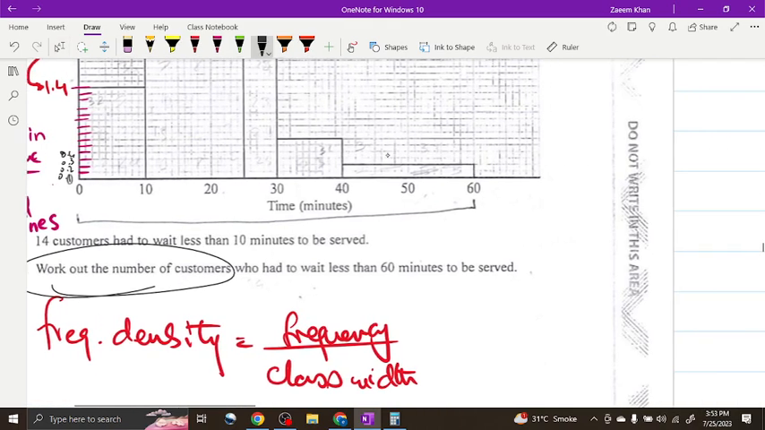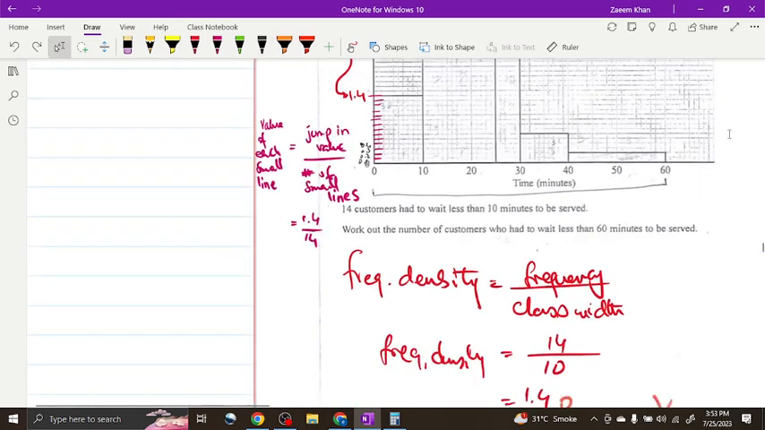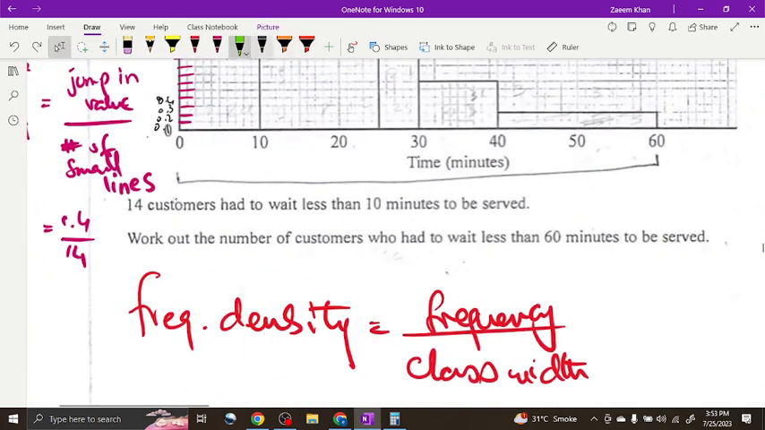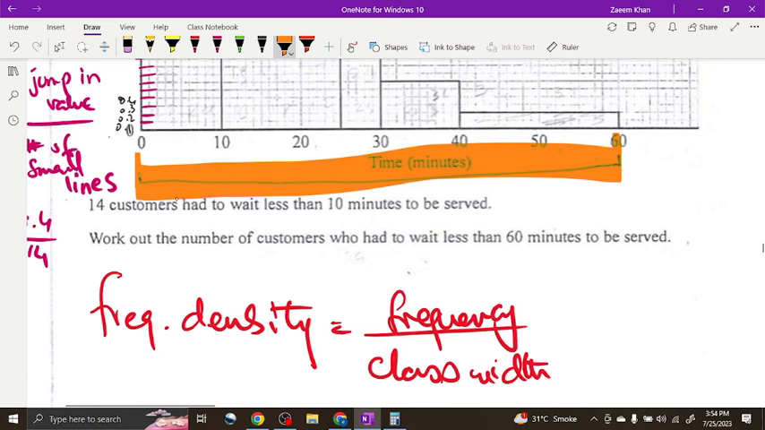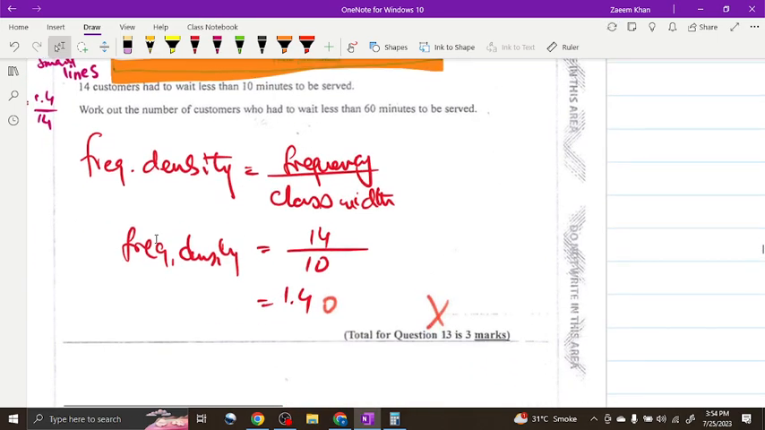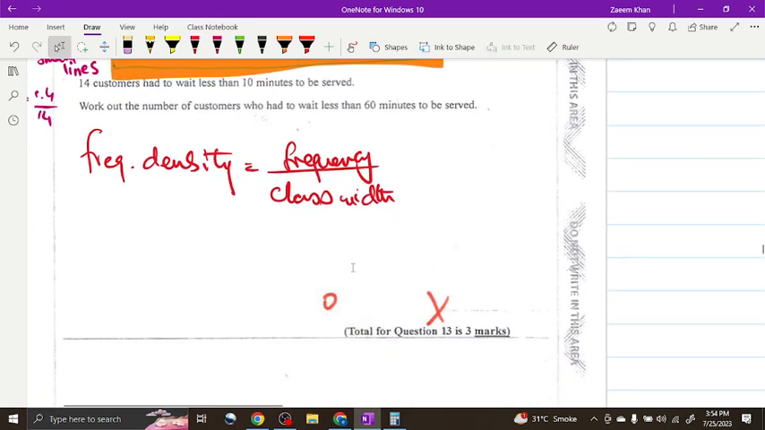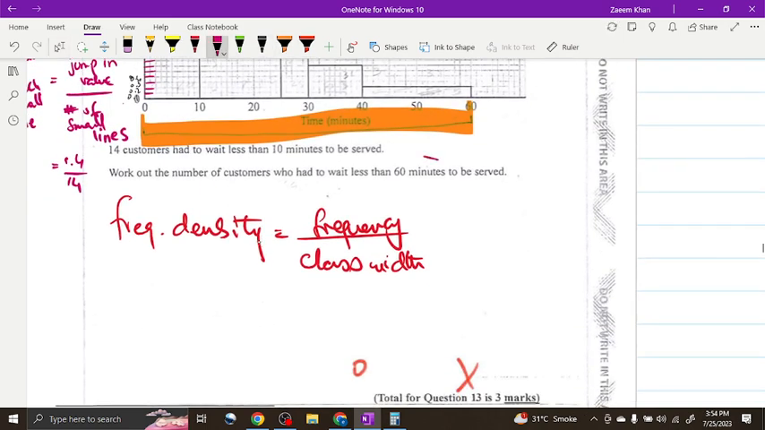So you're asking for the frequency who had to wait less than 60 minutes to be served. Now, less than 60 minutes, just like you've drawn a bar over here, you had the correct idea that you're supposed to find the value of all the minutes, all the way up to 60. So what's the formula for frequency density again? Since we're running out of space, I'm going to use the same space. What's the class width for less than 60 minutes?